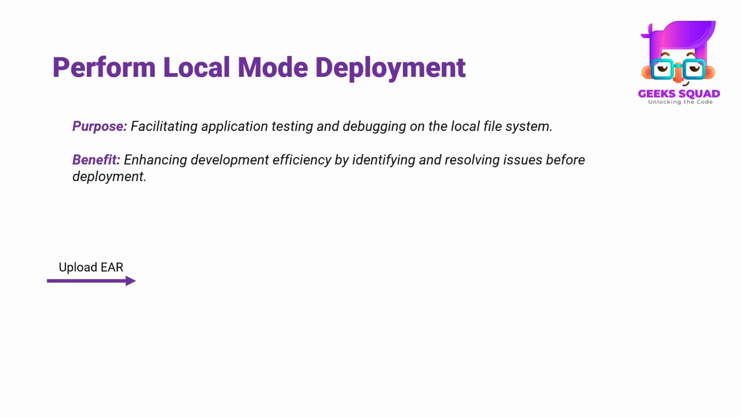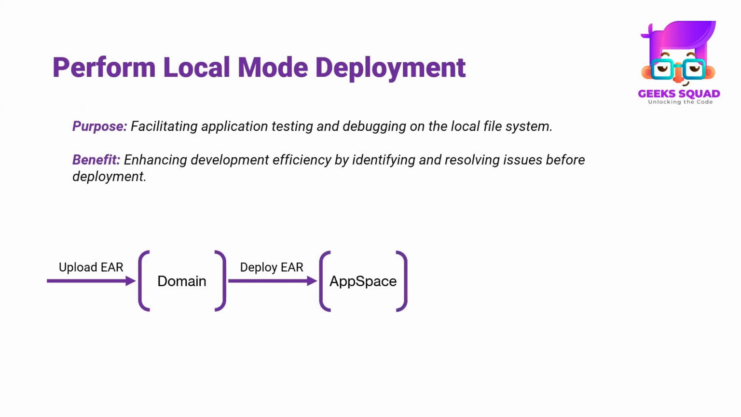First, you will upload the EAR file to the domain. This action makes the file available to all the app spaces within that domain. Next, we will deploy the EAR file to the specific app space. Once deployed, the EAR file will transform into an application and becomes accessible to all the app nodes within that particular app space.